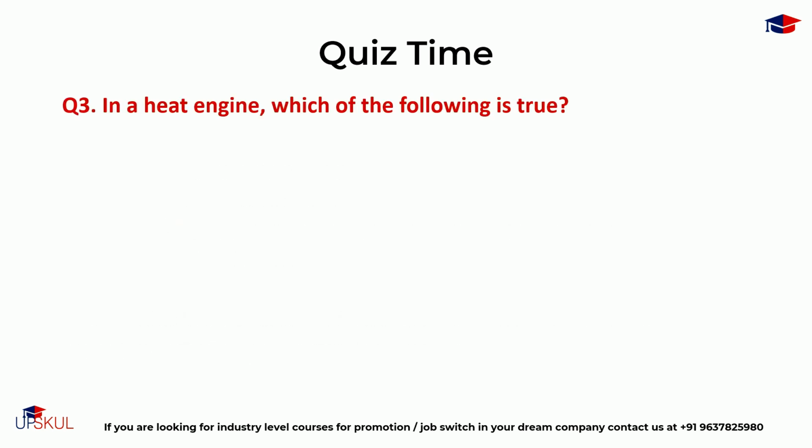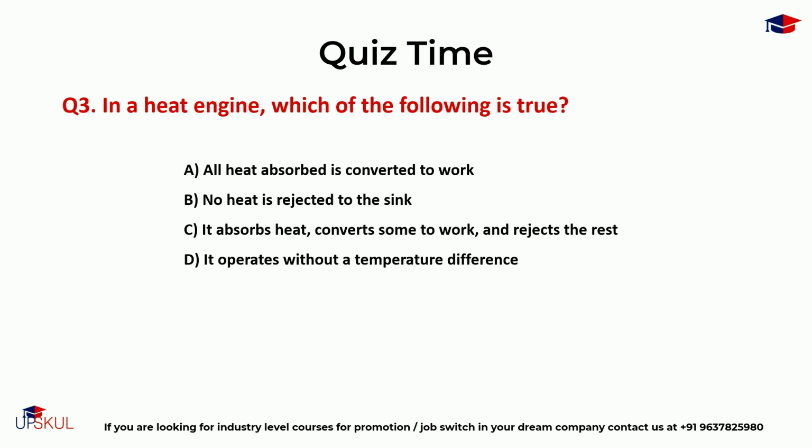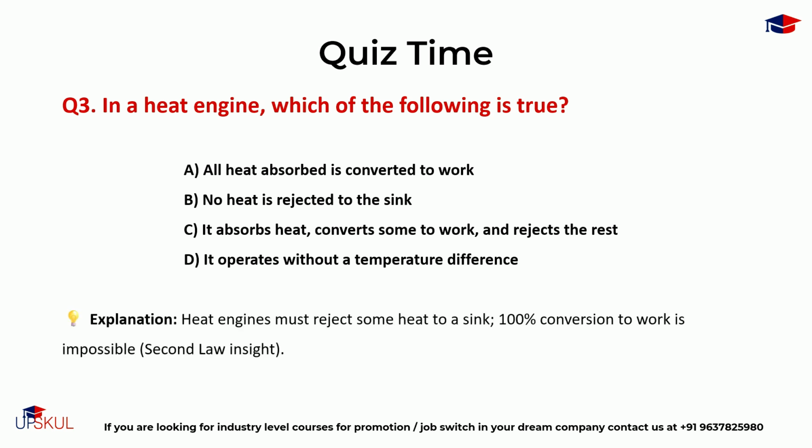Question 3. In a heat engine, which of the following is true? A. All heat absorbed is converted to work. B. No heat is rejected to the sink. C. It absorbs heat, converts some to work and rejects the rest. D. It operates without a temperature difference. We just learnt that heat engines must reject some heat to a sink. That is, 100% conversion to work is impossible. So, answer will be C.